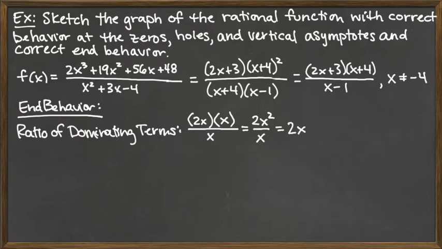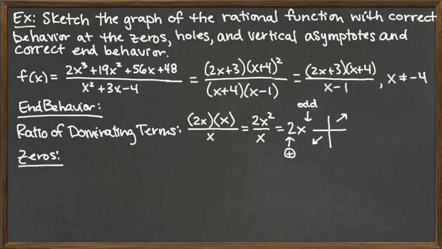Now, a 2x is a polynomial. It's a line, and we know that the end behavior of that line would look like this. We're getting that from the fact that this is a positive coefficient, and this is an odd power, just like that polynomial. So now we know what the end behavior is based on the ratio of the dominating terms. So the next thing we want to look at is zeros.